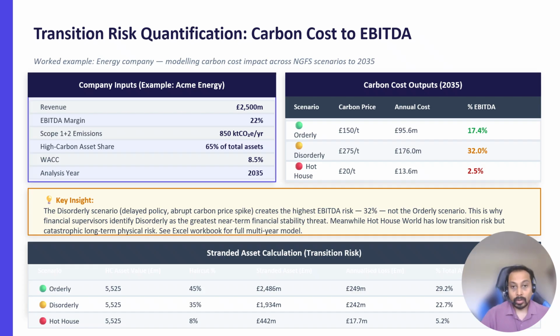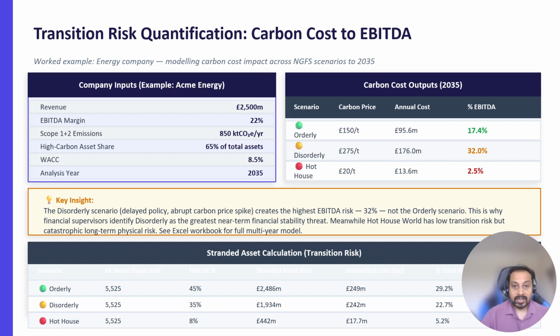And under the hothouse world, where carbon prices are only 20 per ton, with minimal transition policy, the carbon costs are just 30.6 million, a mere 2.5% of EBITDA. But that comes at the cost of severe long-term physical damage, which shows up in the physical risk worksheets. So that is very important to understand, to see how it looks.